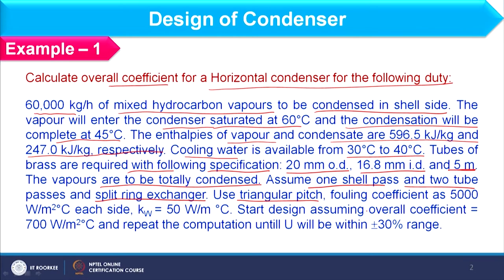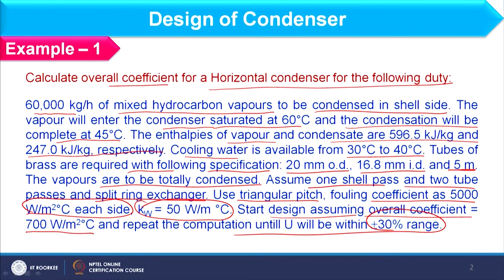We have to use triangular pitch, and a fouling coefficient of 5000 we should consider for both streams. It means that is for water as well as for vapor. Thermal conductivity of the material is given as 50 watt per meter degree Celsius. We have to start the design assuming an overall coefficient of 700 watt per meter square degree Celsius, and repeat the calculation until I get the U value within plus minus 30% range.